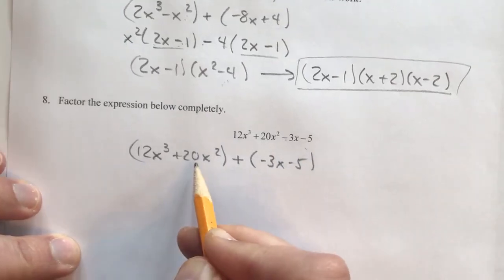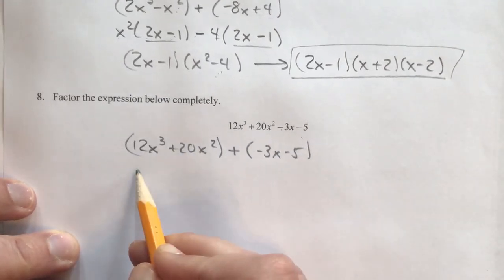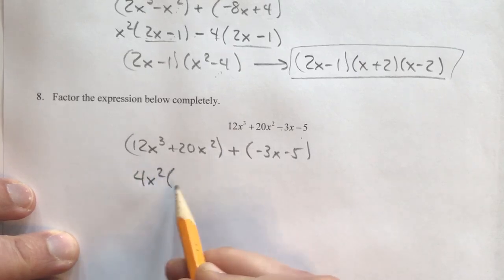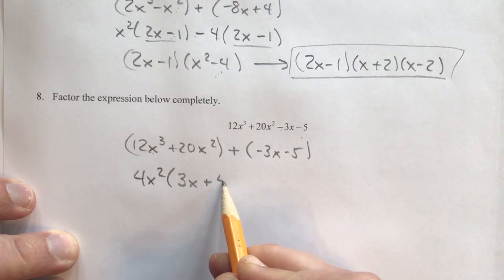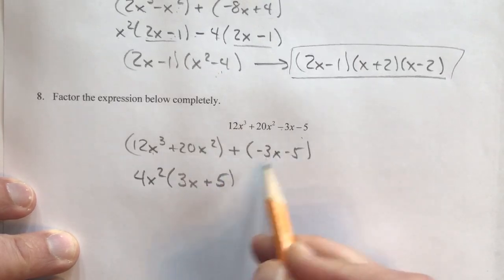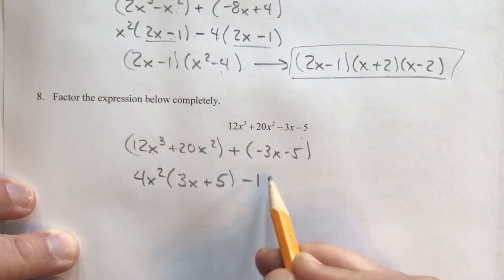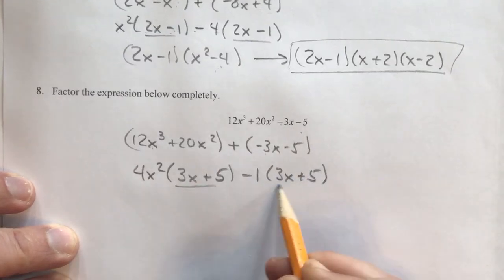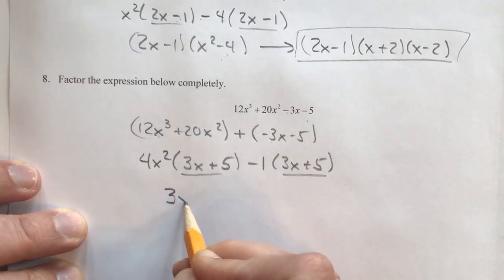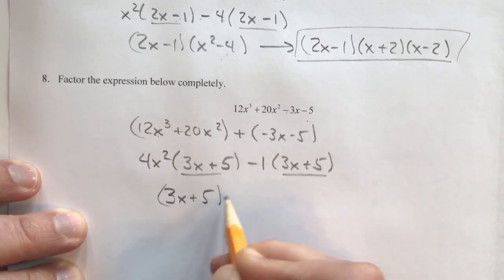What can I get out of here? I could take 4 and x squared out. What am I left with? 3x plus 5. Well, this is almost the same thing. If I pull out the negative 1, it will be 3x plus 5. There's my common binomial. Pull that out. What am I left with?